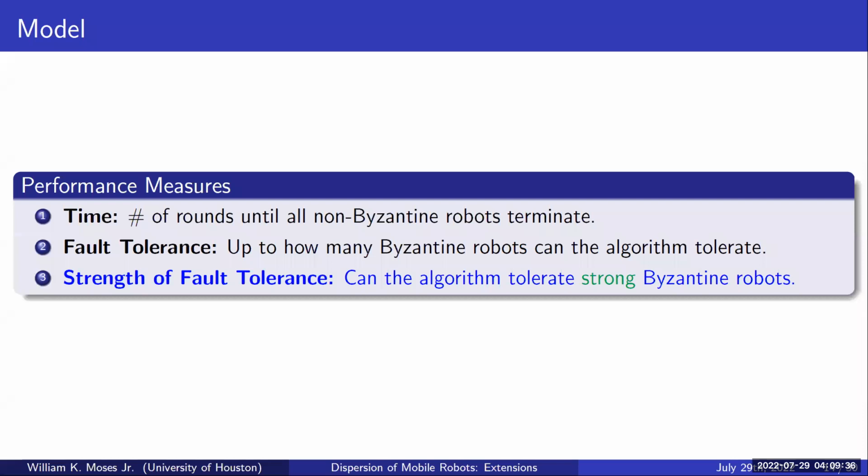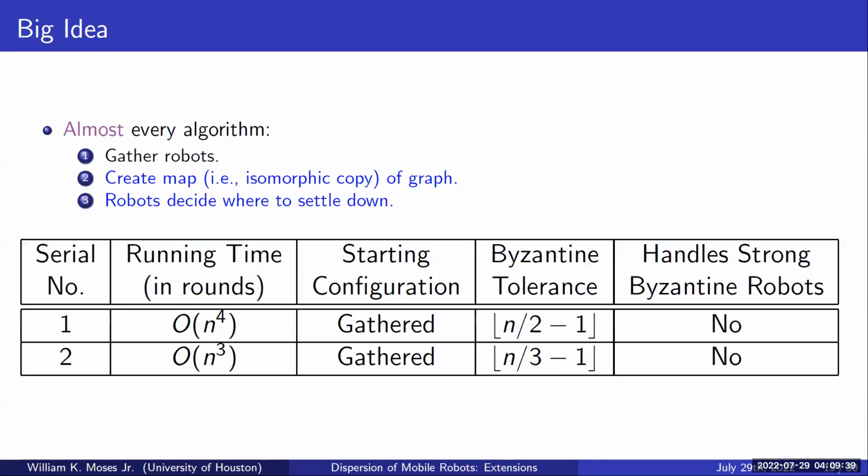So with this in mind, in the paper that this comes from, almost every algorithm has 3 parts. The first part is gathering the robots. The second part is creating a map, in other words, an isomorphic copy of the graph. And the third part consists of the actual dispersion. That is, once the robots have created a map, they decide where to settle down. Now, I won't go into gathering because we use solutions from other papers. But I will talk about the creation of the map and deciding where to settle down.